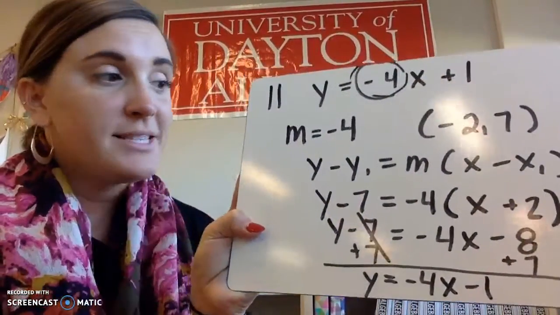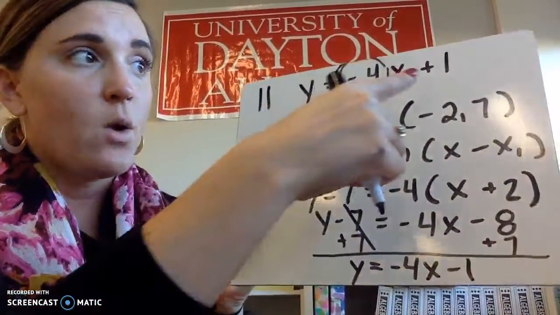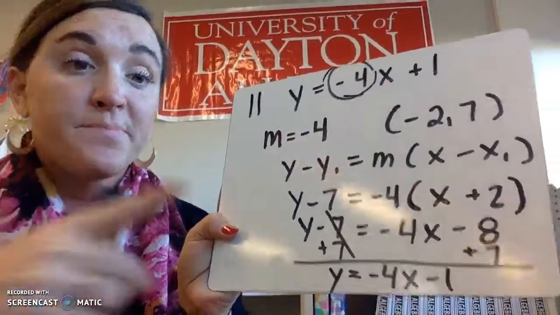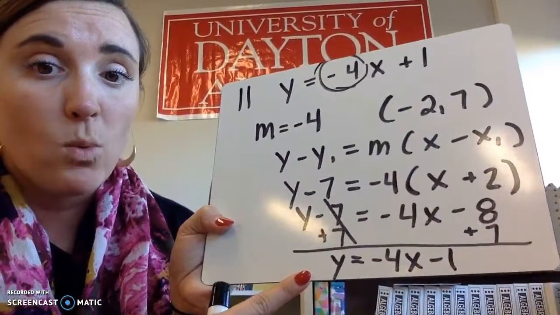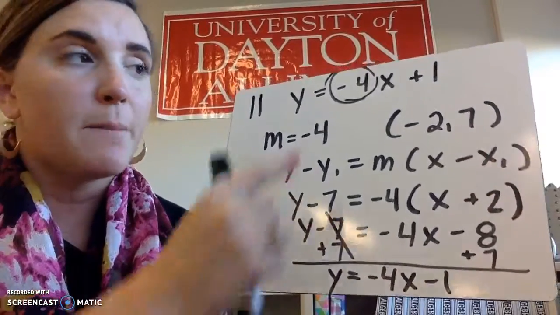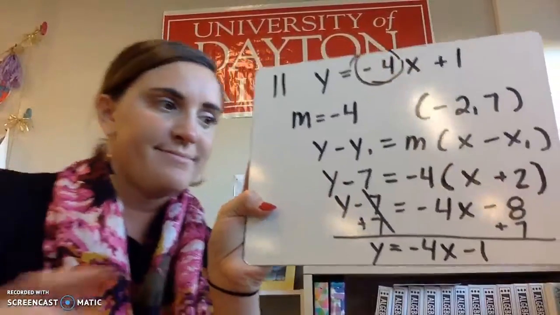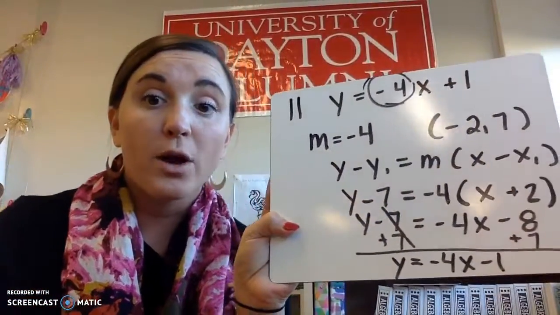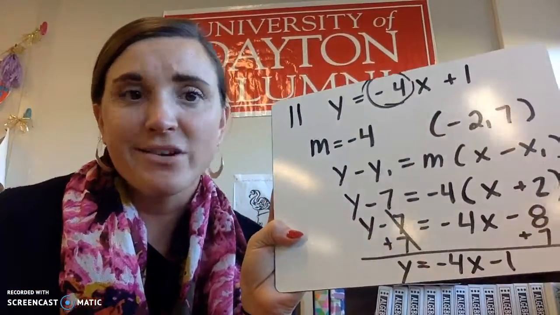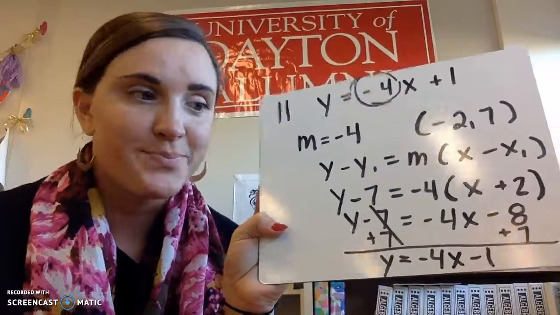So in this case, it looks like they're almost identical. They're not. The line that they gave us had a y-intercept of positive 1. The line that we came up with has a y-intercept of negative 1. So they are different, but they will be parallel, meaning they're never going to touch because they have the same slope. So we're using point-slope form and our knowledge of what we know about slopes when they're parallel versus perpendicular.